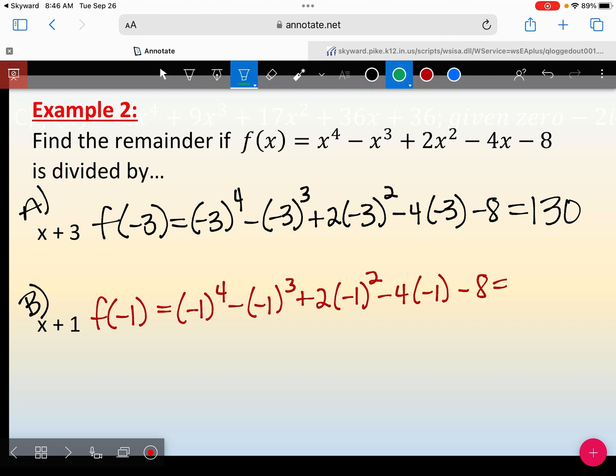It's all calculator work. But for part B, you should get 0. Who got 0? So what does that mean when you get a remainder of 0? It's divisible, which means it's a factor. So that means that x plus 1 is a factor. If we were to put this in factored form, one of my factors would be x plus 1. x plus 3 is not a factor here, but x plus 1 is a factor, and that's why my remainder is 0. All right, we're going to end there and pick up here tomorrow.